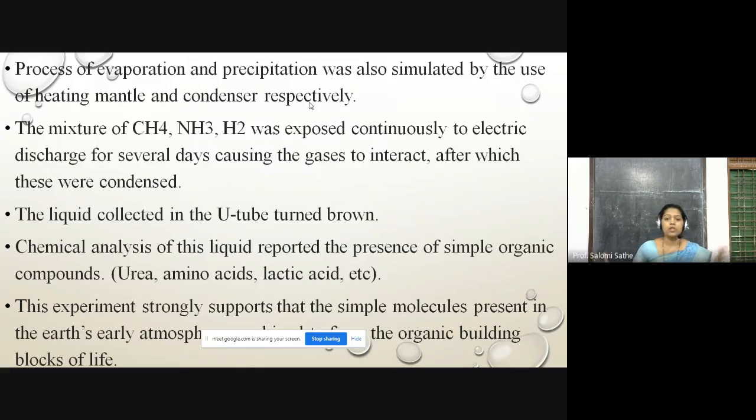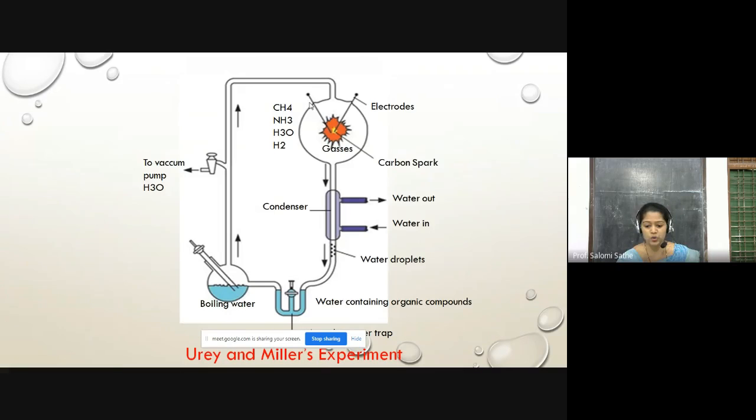What happened in it is that the gases interacted with each other, which means a chemical reaction takes place in that glass chamber, after which they were condensed. Then the liquid collected in the U-tube turned brown. The liquid collected in the U-tube, water containing organic compounds, in the U-shaped tube.